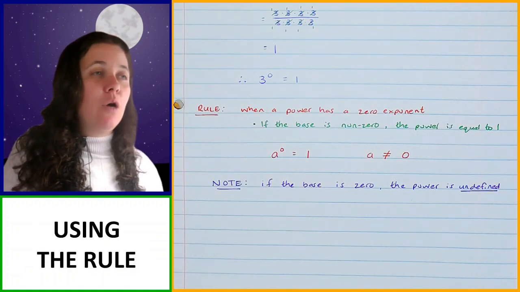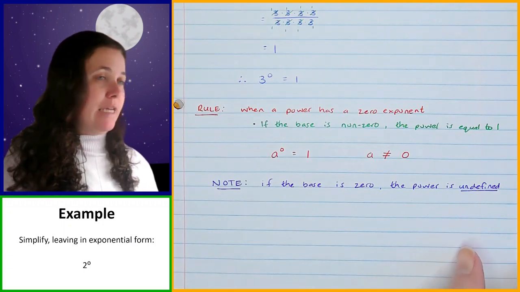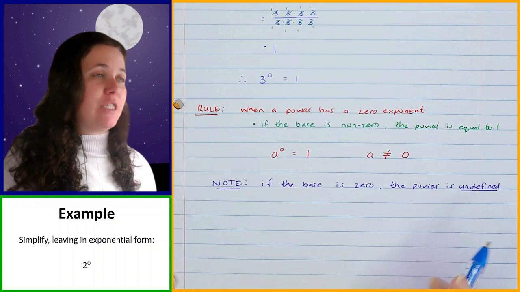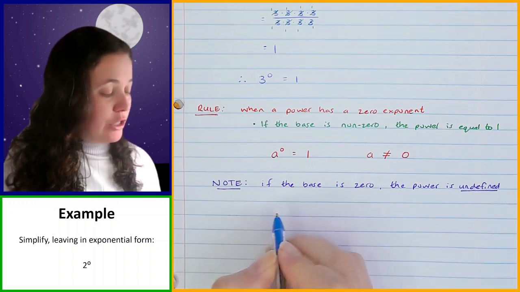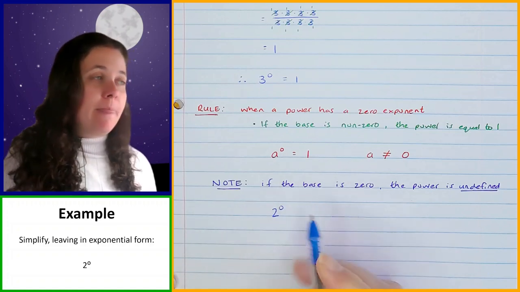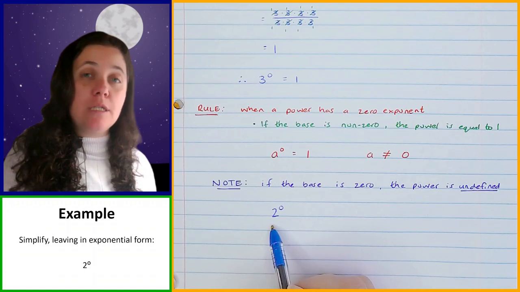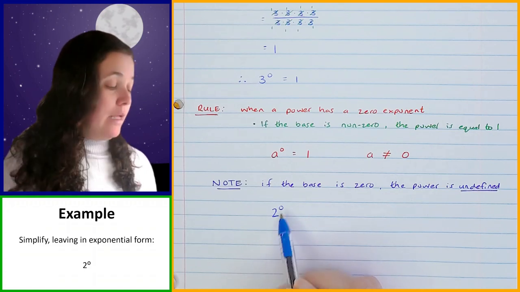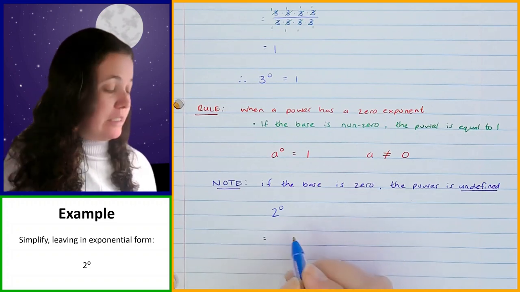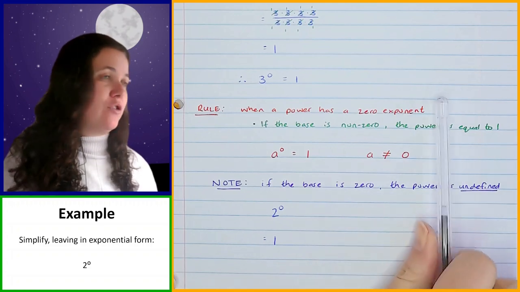Okay, so now we're going to do some practicing using the rule. In this one, we're going to simplify, leaving in exponential form. This is going to be nice and quick and easy. We're going to use our rule. I've got 2 to the power of 0. Is the base 0? No, it's not. As long as it is non-zero, I can use my rule. Because my exponent is 0, the power is equal to 1. And that's all we have to do for that one.